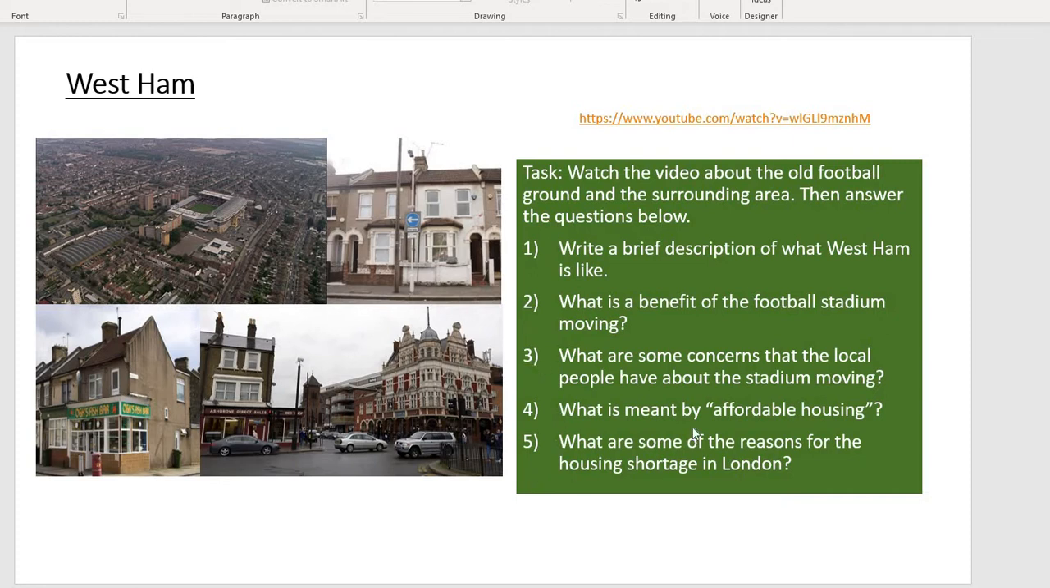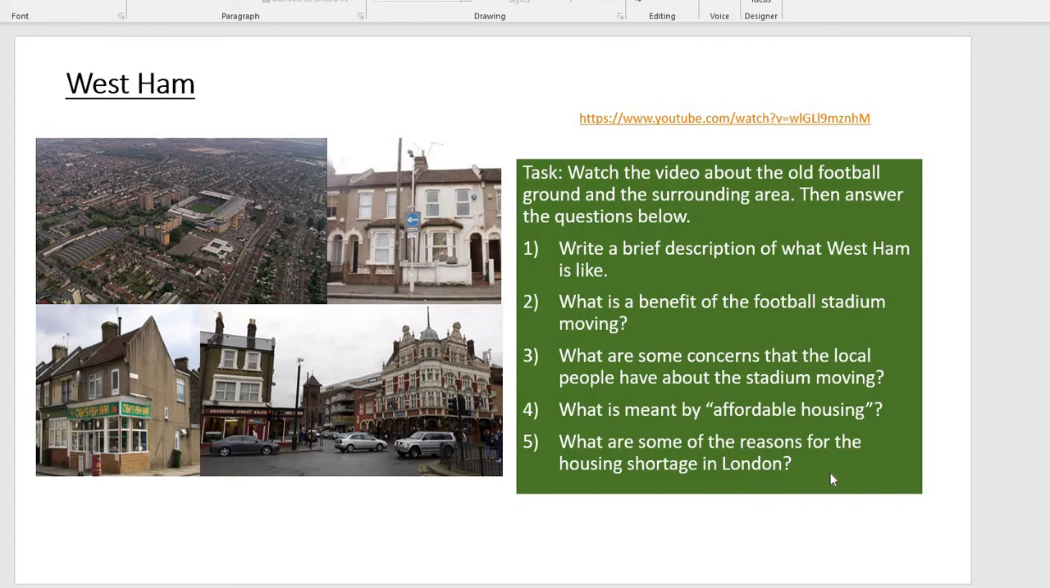Now, for number 4, affordable housing. Affordable housing kind of is what it sounds like. It's housing that the local people who just live in the area and earn a local wage can afford. But the thing is, with London, affordable housing can be very difficult to come by. London is very, very crowded and there is a lot of pressure on space, and that means that there's very little affordable housing available at times. And that is because of a housing shortage.